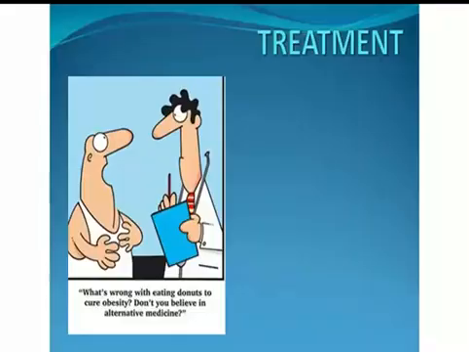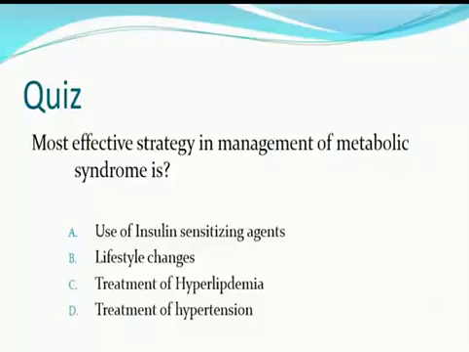So coming to treatment. Really, what's wrong with eating donuts to cure obesity? Maybe there's a circle in it and less calories. This is how your patients would try to play an ostrich approach and just want to avoid such a thing when you want to tell them that you have to reduce your weight. So what is the most effective strategy in management of metabolic syndrome? Excellent. Lifestyle modification.